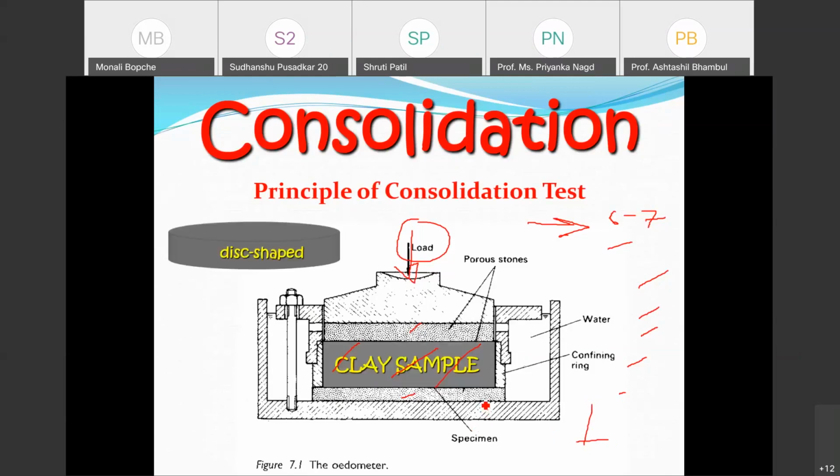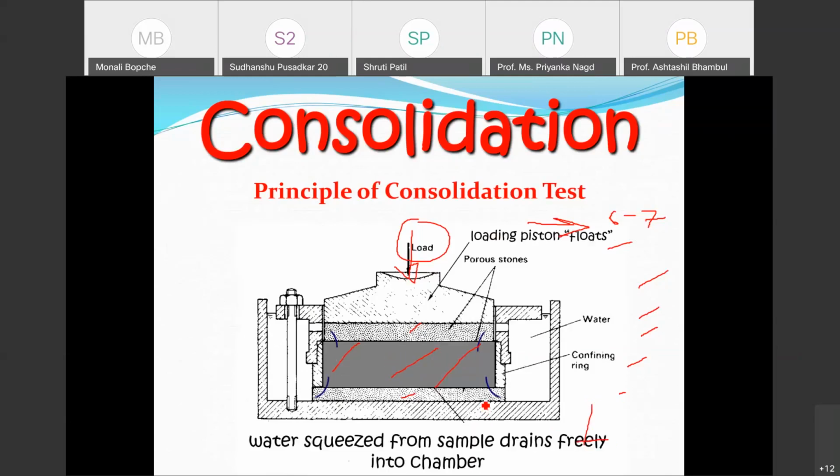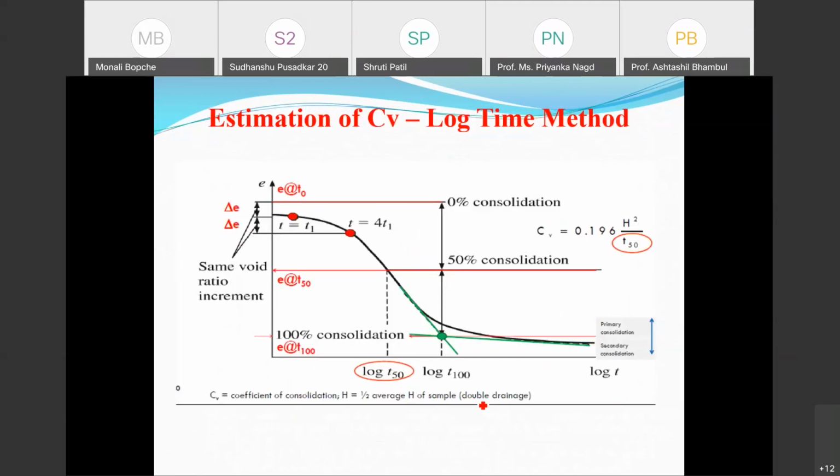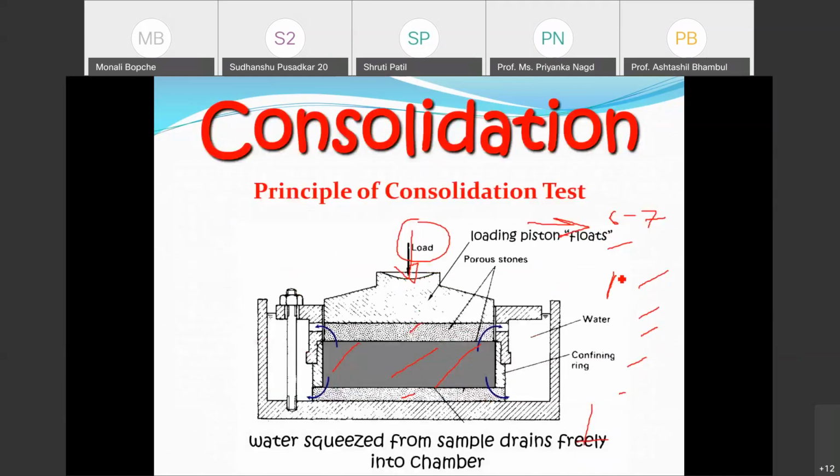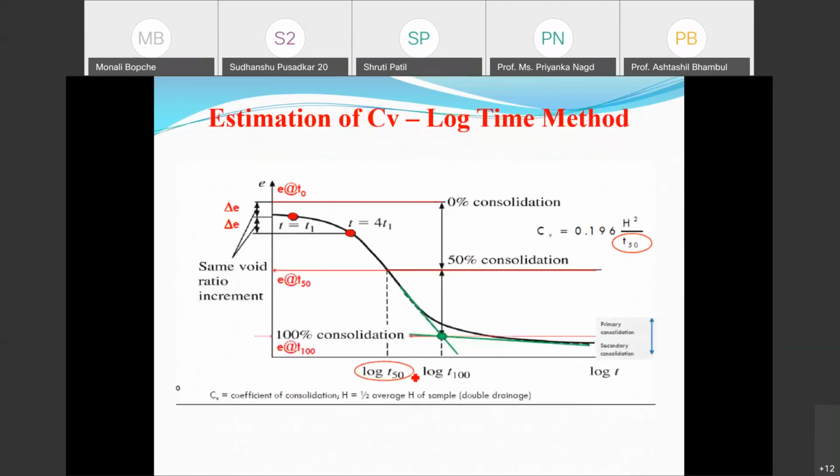So this is a clay sample. This is a loading piston. This is where the water is squeezed out. Consolidation takes place only because of the squeezing of water, so we have to remove this water. Now, once I get different P values and different e values, I want to find out the void ratio for the corresponding soil mass, so that will be calculated.